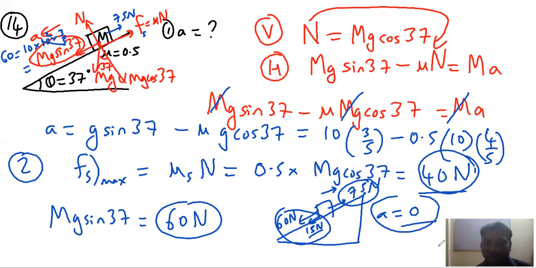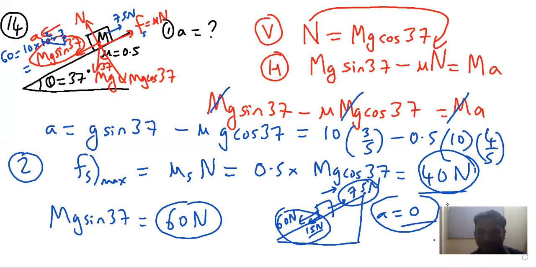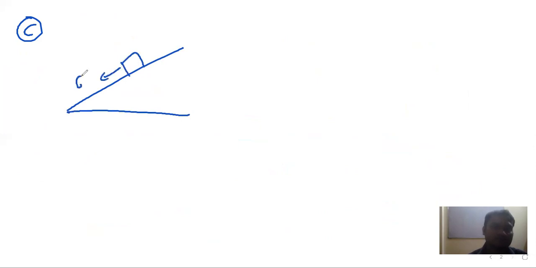Now, after this, let us go on to the next question, C part of the same question. In the C part, we have: if in case 2, how much force should be added to 75 so that the block starts moving in up the inclined direction. So this is our diagram. So we have 60 Newton, which is mg sine 37.